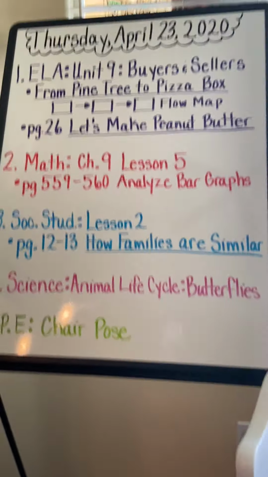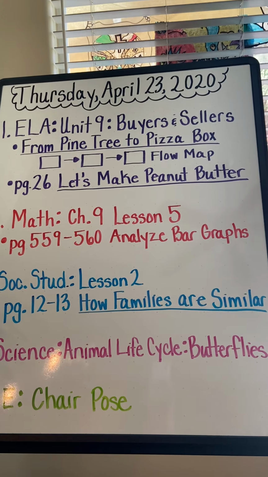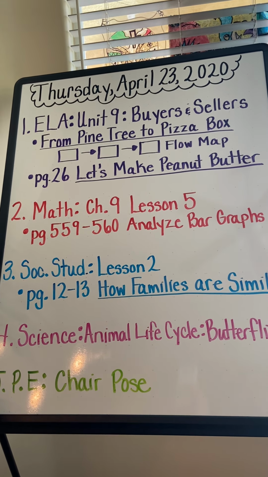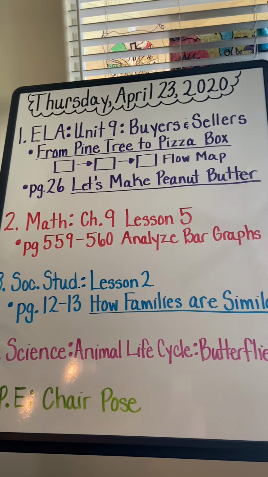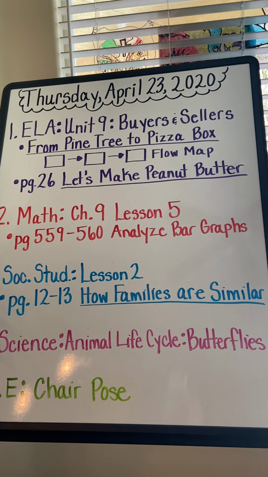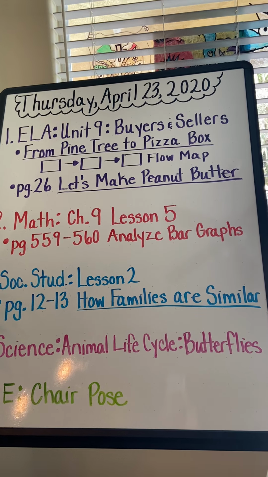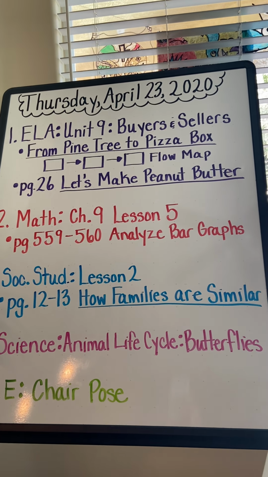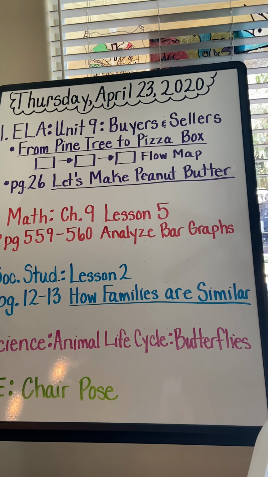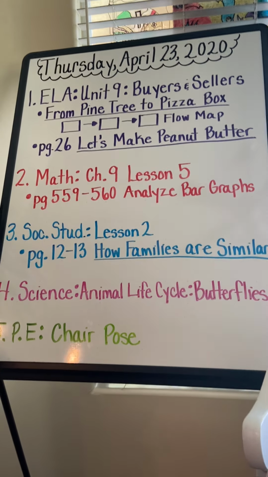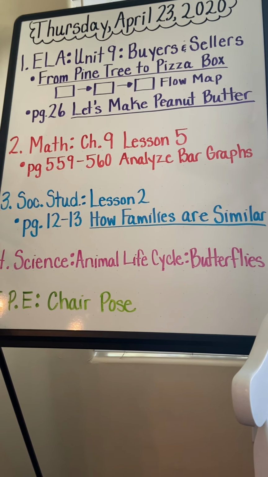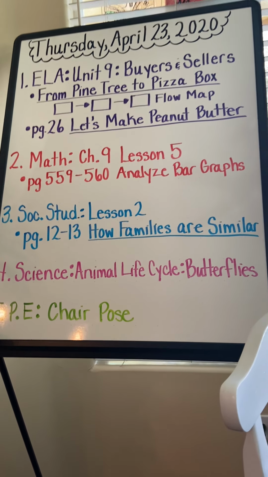Let's go ahead and get started. Here is our schedule for today, Thursday, April 23rd, 2020. And we are back to our regular schedule, with the first thing that we're doing being ELA, still looking at our story titled From Pine Tree to Pizza Box. We are going to read another short story today called Let's Make Peanut Butter. And then for math, we are analyzing bar graphs. Social studies, reading about how families are similar.